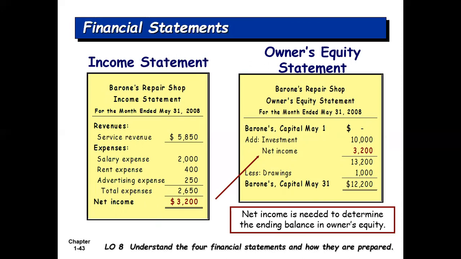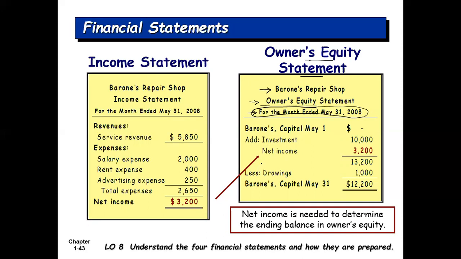Now again, I will repeat once again: the first line, name of the business; the second line, name of the statement; and the third line, the accounting period for which you are preparing the financial statement. Since this is the owner's equity statement, this is also prepared for a particular period. So we have a complete period here for the month ended May 31st.